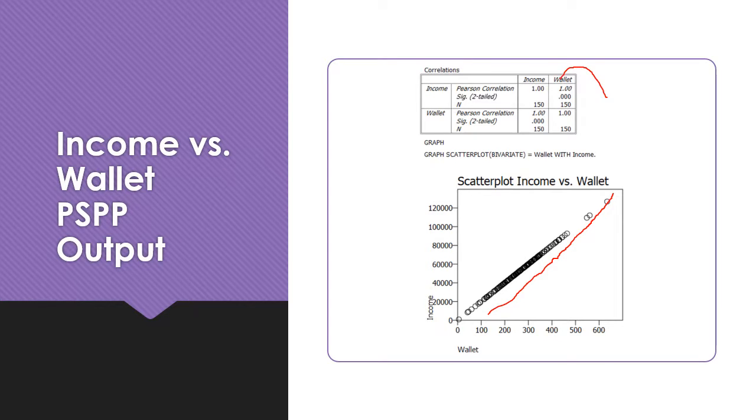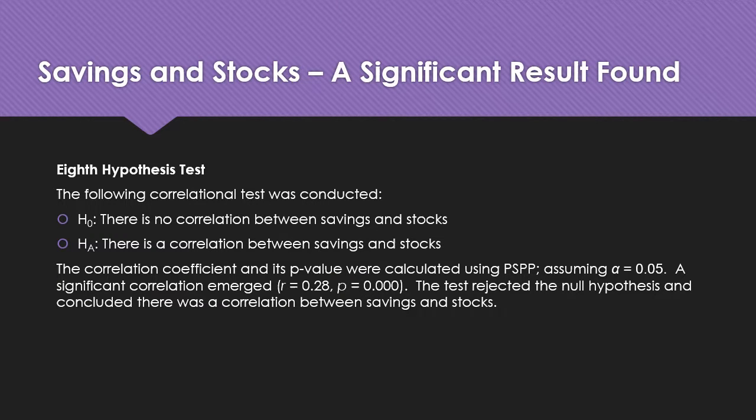You can see here Pearson's R is 1. There's 0 chance, the p-value showing us that there's no coincidence in this correlation. So we'll leave it at this. Income versus wallet. People who make more money have more money in their wallet. I don't know about this one, but the data is telling us that this is the case, so we'll leave it at that. This was the 8th hypothesis test that we conducted.